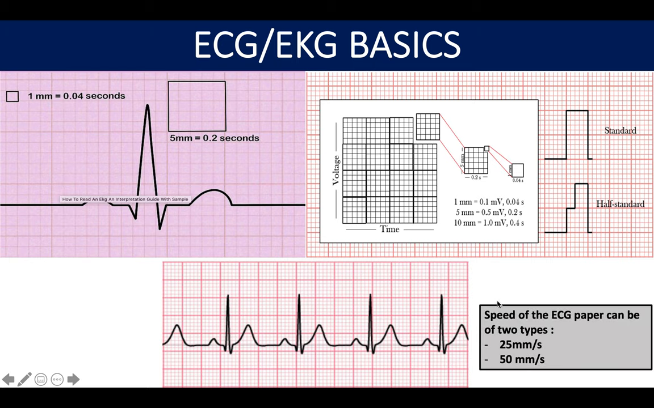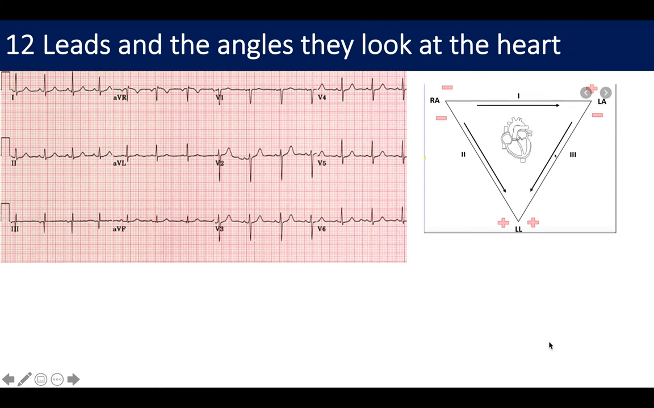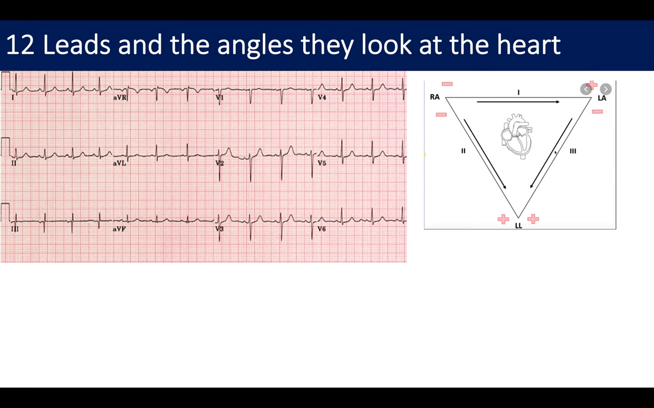Now, the speed of the ECG paper really matters, because clinicians usually use 25 millimeters per second or 50. If using 50, all these calculations are extended and different, so try watching another video in case you are using 50. But about 80% of the time in the clinic you use 25. Now the leads and the angles that look at the heart are very important.